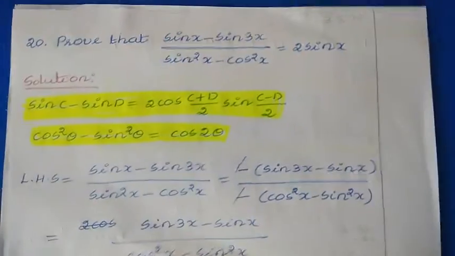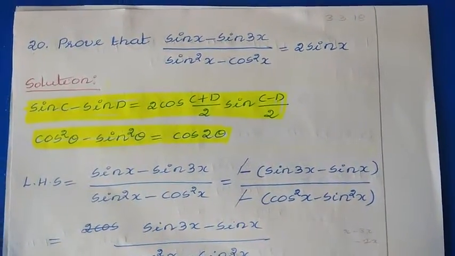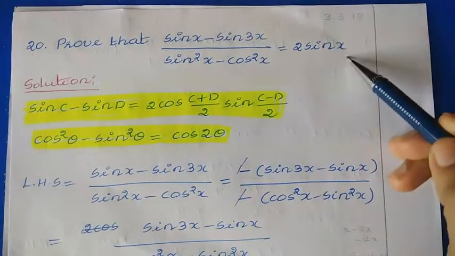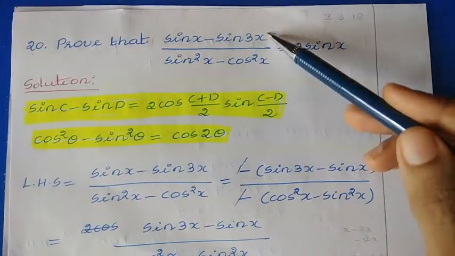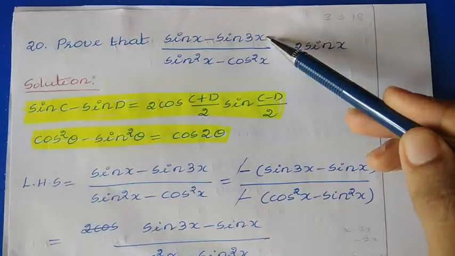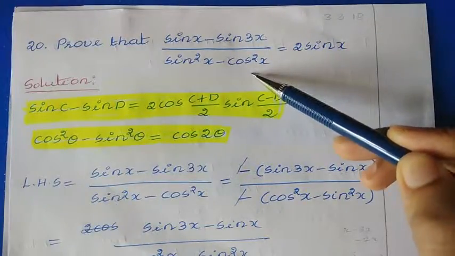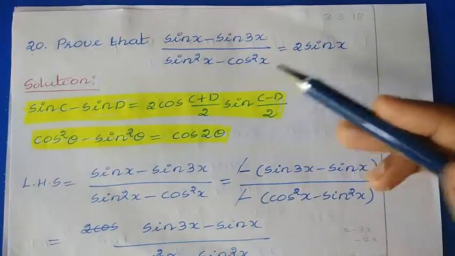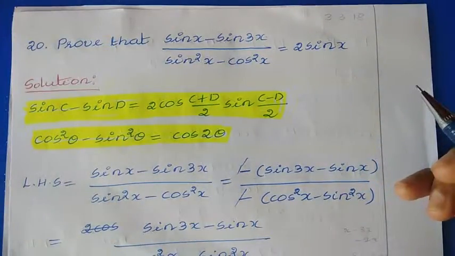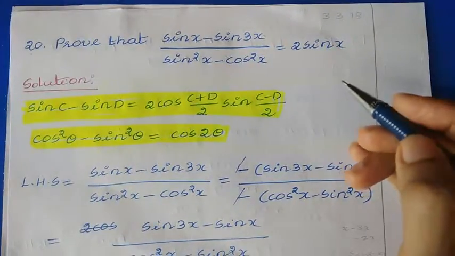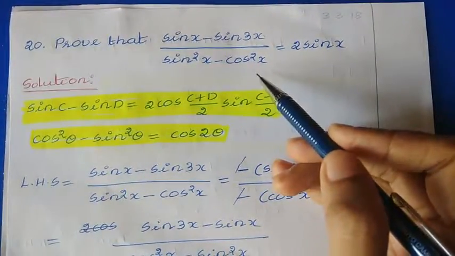Next here we will discuss the problem, question number 20. Prove that (sin x minus sin 3x) divided by (sin square x minus cos square x) is equal to 2 sin x. So for this you can use the formula sin C minus sin D. Then what about this one? This one you can solve in two ways. See, we have here sin square x minus cos square x. You can write it by using the formula also.